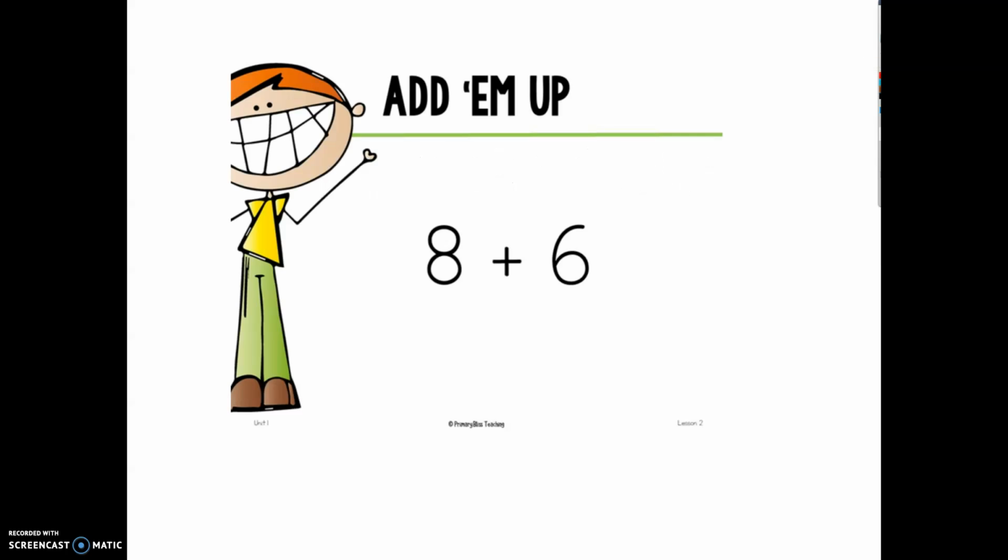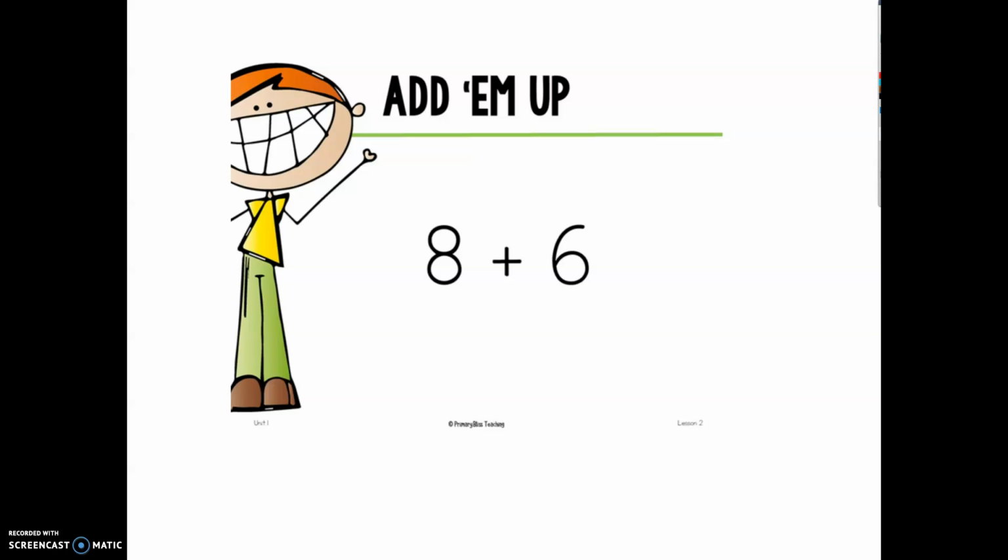Hello, welcome back. It's time for another math lesson, and we are going to start right away with our number talk. Today's number talk is called Add 'em Up. The problem that we're going to focus on is 8 plus 6, and we're going to see if we can come up with a couple different ways to help us solve it.